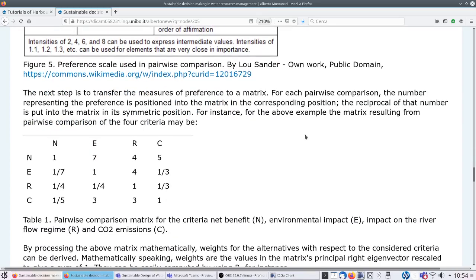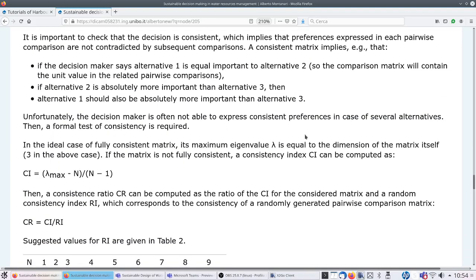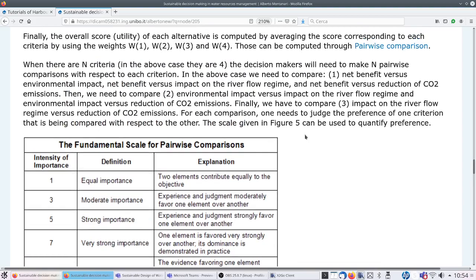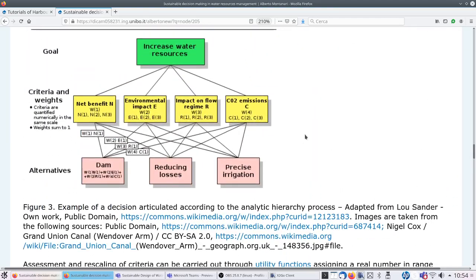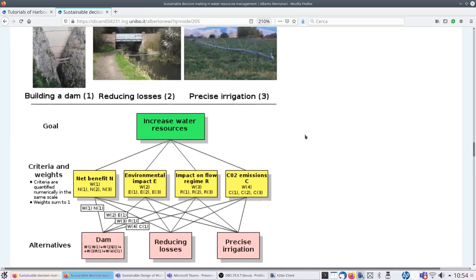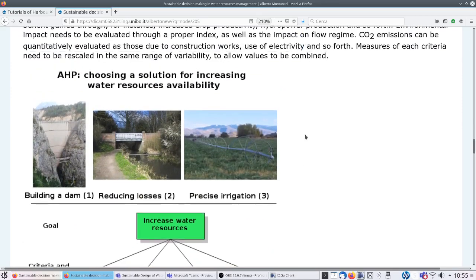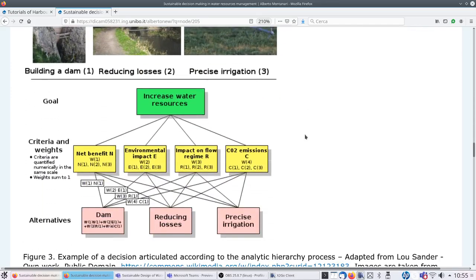So we compute, I think there is somewhere here the computation. Let me see. I just move forward. Just one second. I am sure that it is somewhere. I'm going back to find where the computation is, but let me describe it first. We can compute N1, the utility of the dam for the net benefit, times W1. And then we sum E1, the utility of the dam for the environmental impact, times W2, and so forth. And this is our way of getting the overall score for the dam.